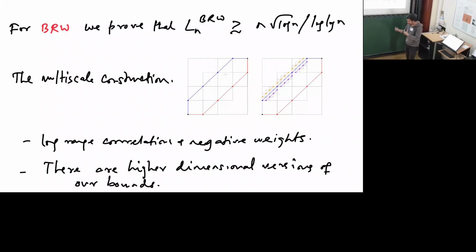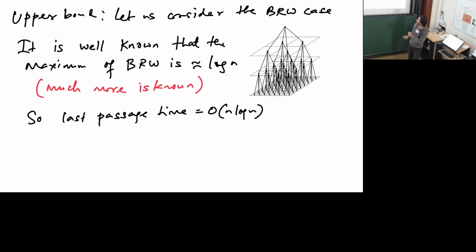And again, you can do all of this in any dimension, and there are high dimensional versions of our results, which I'm not going to talk about. Okay, so in the remaining time, let me comment a bit on the upper bound.